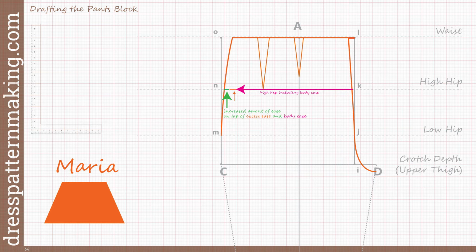So some people might think, well, just widen the dart that's there and put in an extra dart. So I've done that here, and you'll notice that while it solves the side seam curve problem, it doesn't solve the excess fabric at the high hip.